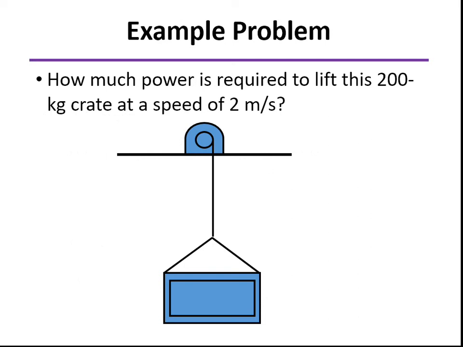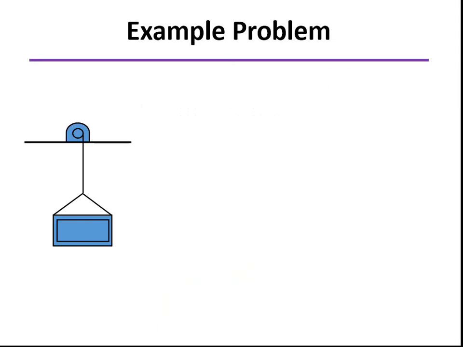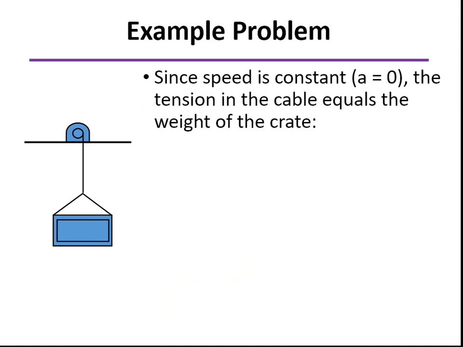So here's a simple example. If we want to lift this 200 kilogram crate at a speed of 2 meters per second, how much power is required? And I should say here we'll do this at a constant speed of 2 meters per second. Because if the speed is constant, then we know that the tension in the cable is equal to the weight of the crate, because there's no acceleration of the crate.